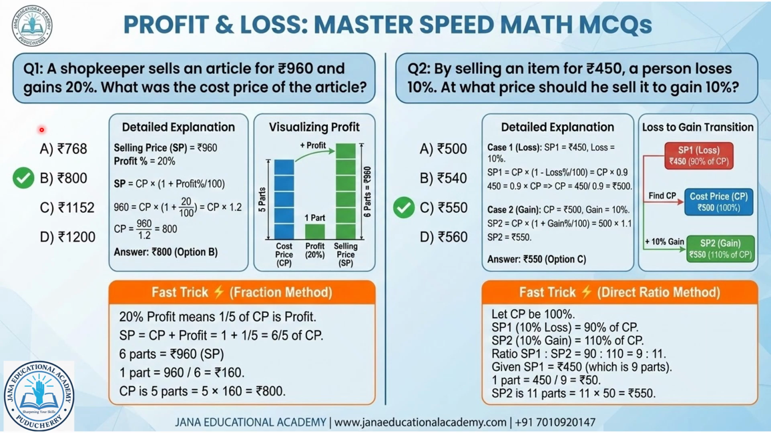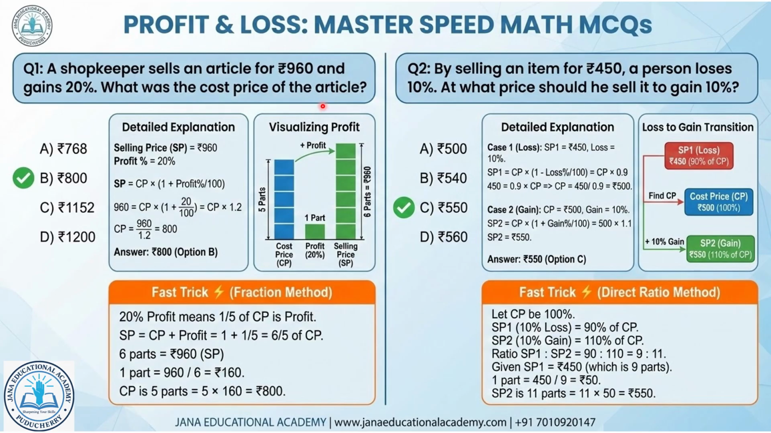Now come to the profit and loss problem. A shopkeeper sells an article for 960 rupees and gains 20% profit. What was the cost price of the article? Right? The shopkeeper sells an article for 960 rupees, so he gains 20 percent profit. What was the cost price of the article?